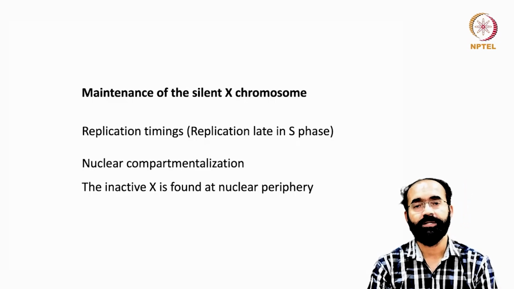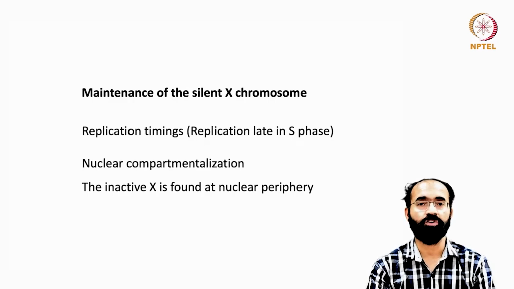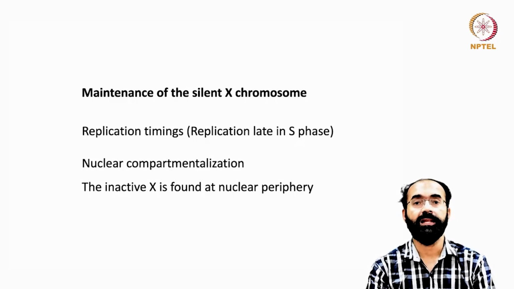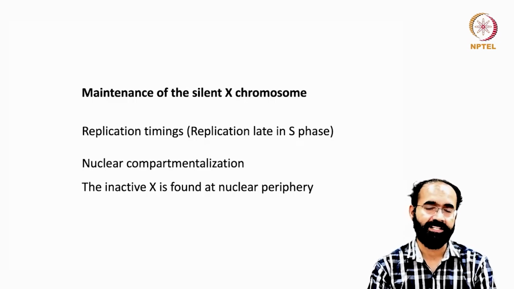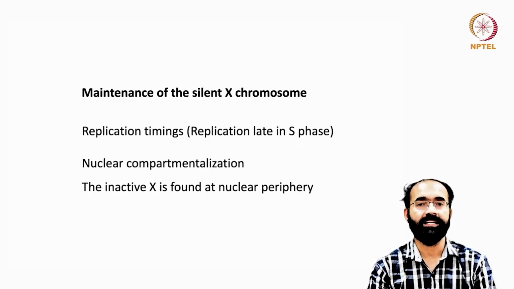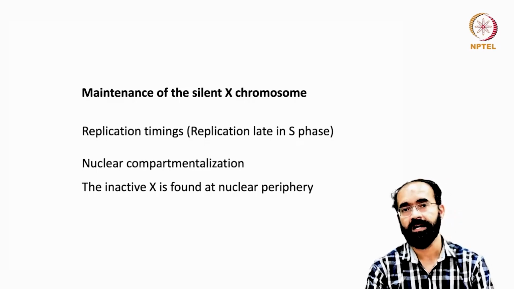So many things have to be taken into consideration, such as replication timing. That is, replication of this inactive X chromosome happens very late in the S phase of the cell cycle. And nuclear compartmentalization. Normally it is compartmentalized in a place where the gene expression events are very low, normally towards the periphery of the nucleus. The inactive X is found usually at the periphery of the nuclei, where in general the gene expression events are very low.